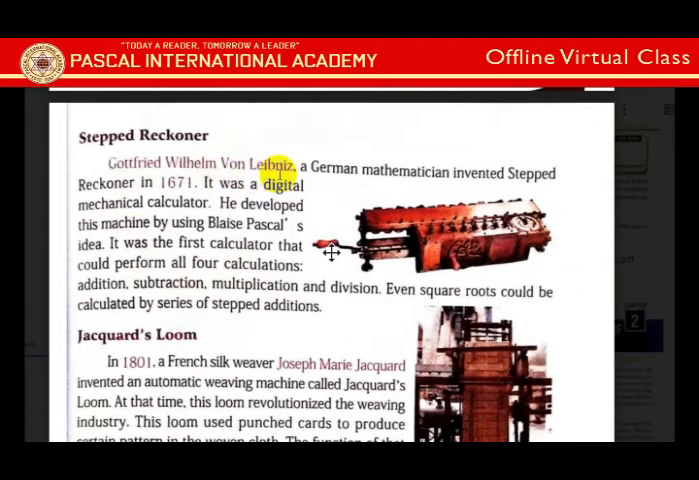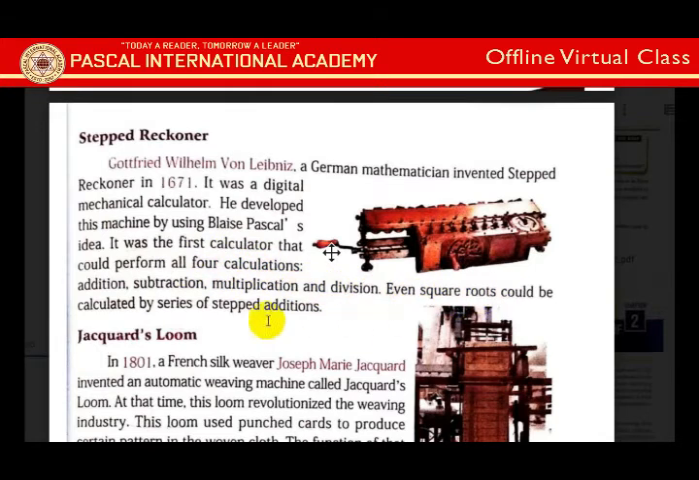Gottfried Wilhelm von Leibniz, a German mathematician, invented the stepped reckoner in 1671. It was a digital mechanical calculator, one that gives digits like today. He developed this machine using Blaise Pascal's idea. It was further upgraded according to the Pascal line. It was the first calculator that could perform all four calculations: addition, subtraction, multiplication and division. This machine was capable of doing all these calculations very easily.